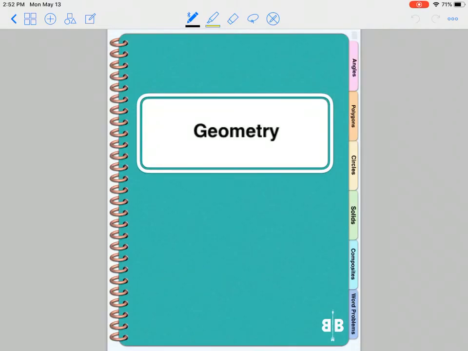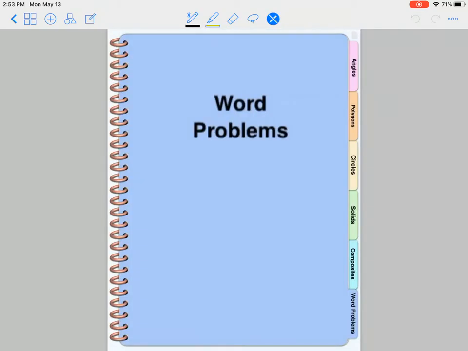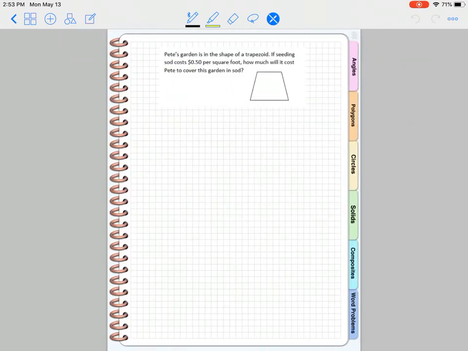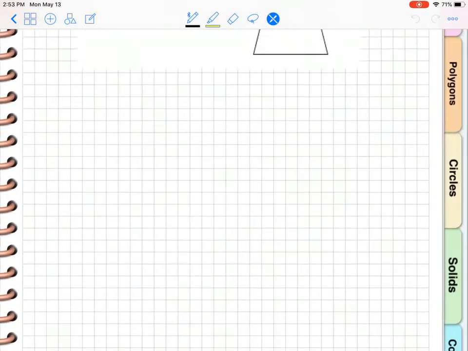Welcome back for the third word problem. We are almost through this course. Another trapezoid.